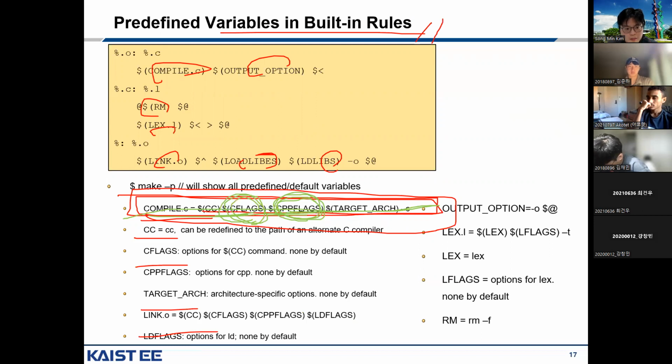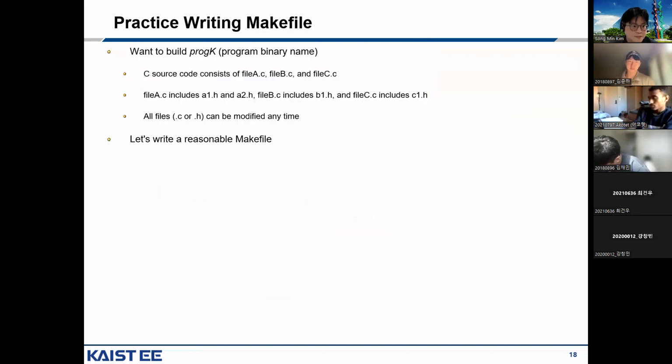Okay, so this C flag will not be there for C++. So if you want to write a makefile that applies to both, and you want to have a flag that applies to both C++ and C, then you need to define it as a CPP flag. Okay, that's the difference here.